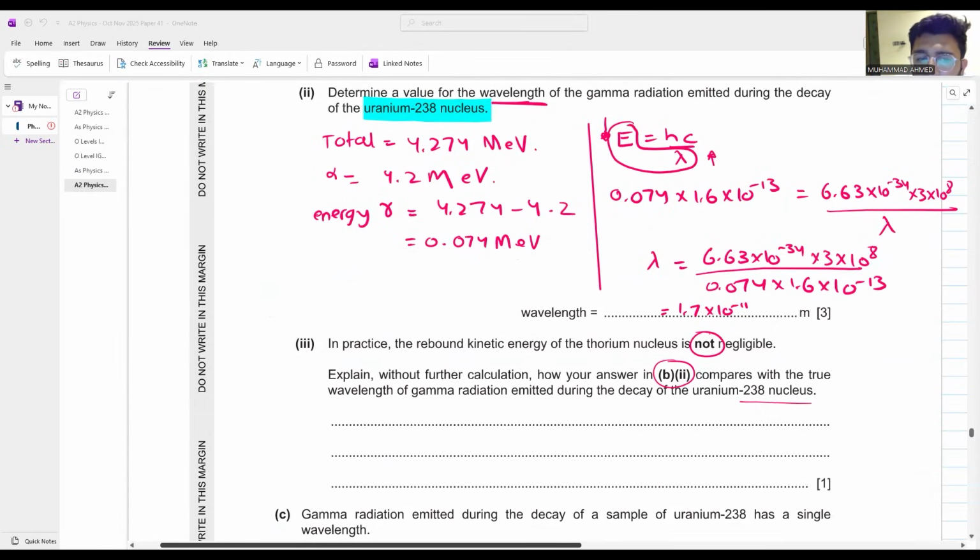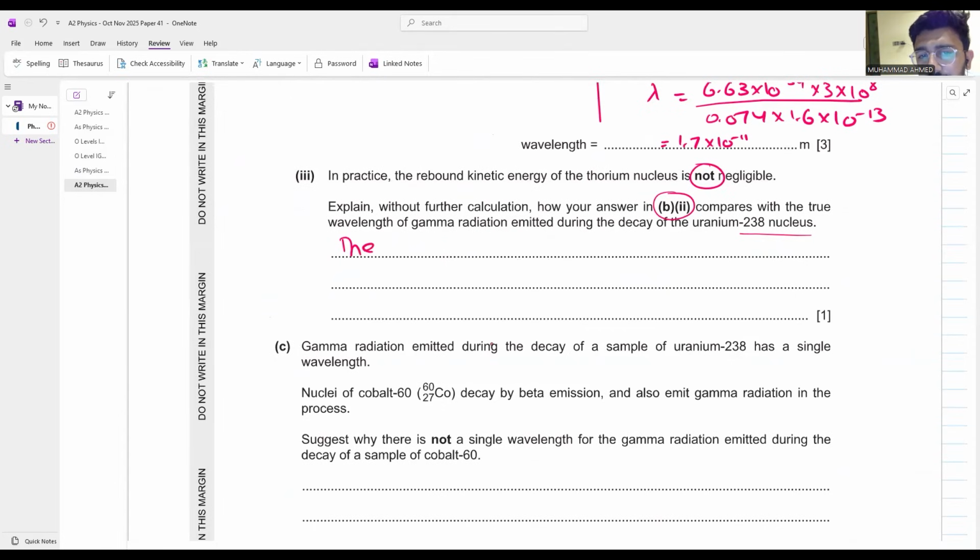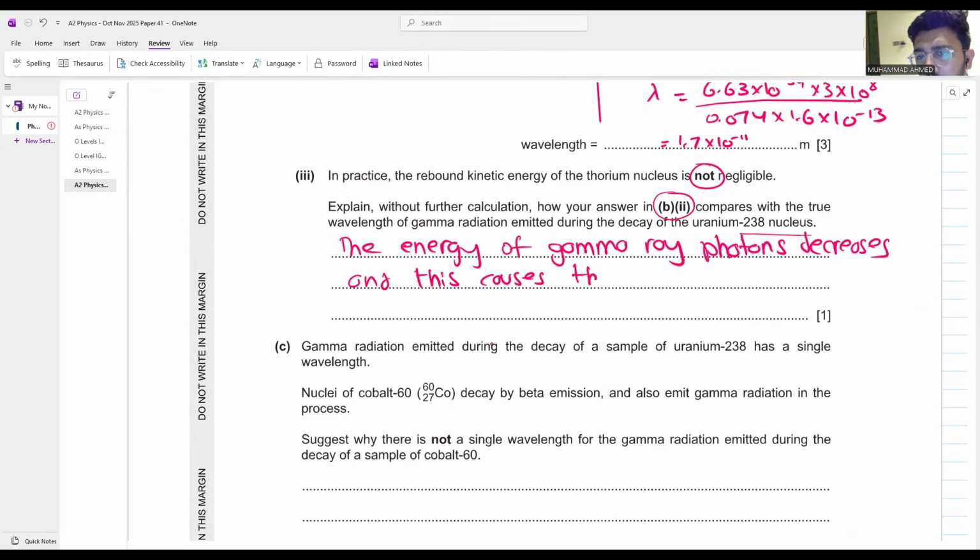So you can write here: you can say the energy of gamma ray photons decreases, and this causes the wavelength to increase. Simple. Let's further move ahead.